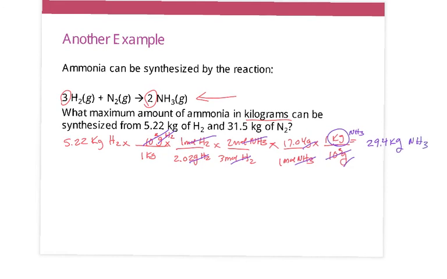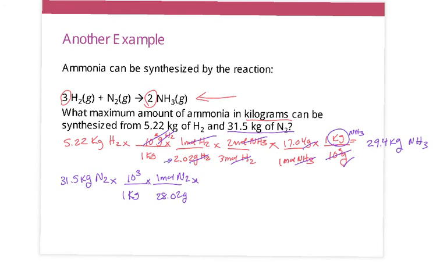Now, let's look at our other ingredient, which is 31.5 kilograms of N2. And let's do the same thing. Of course, we want to convert to grams first, so we can use our molar mass. And we have 28.02 grams for every 1 mole of N2. It's a diatomic atom, so it's 14.01 times 2. That's why we get the 28.02.